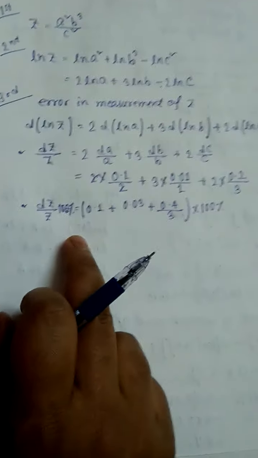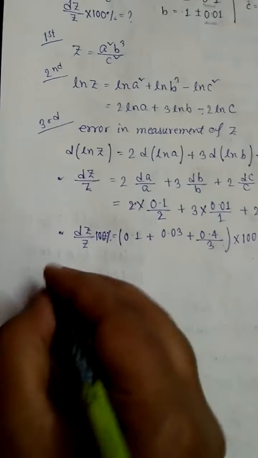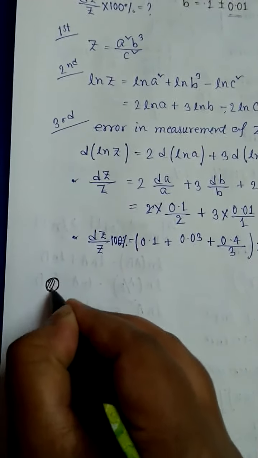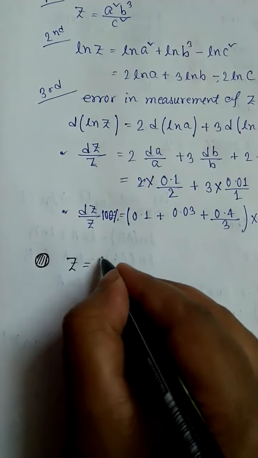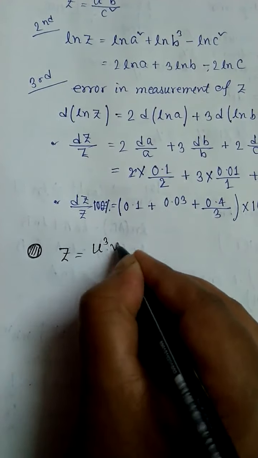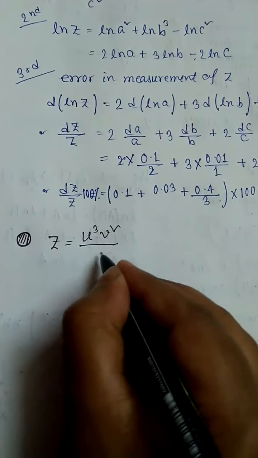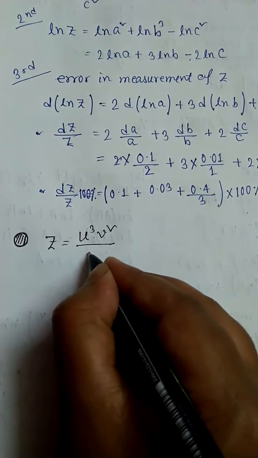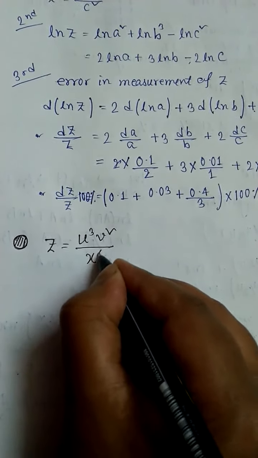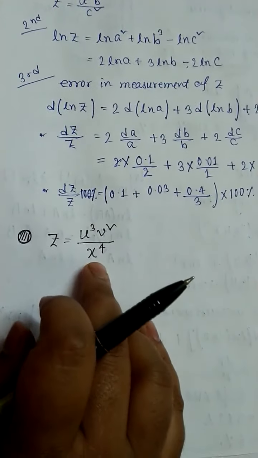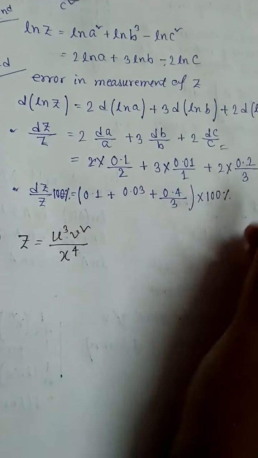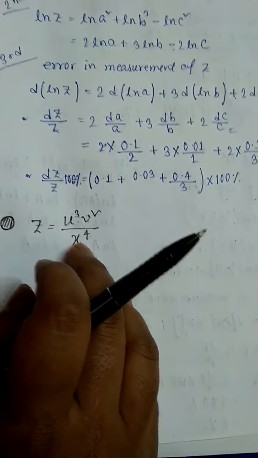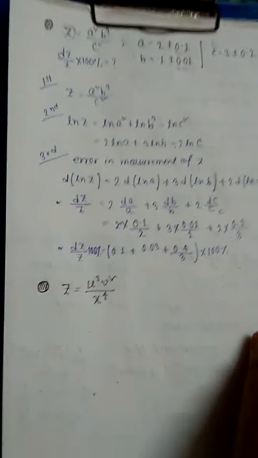Okay, now it's your homework. Find the error in measurement of z. The value of z is given like this: u cube v square by x to the power 4. Okay, now just find up to this line. No values are required. So practice this at your home.